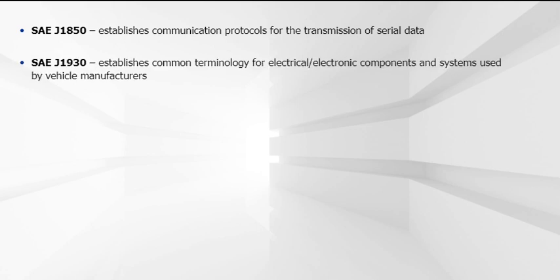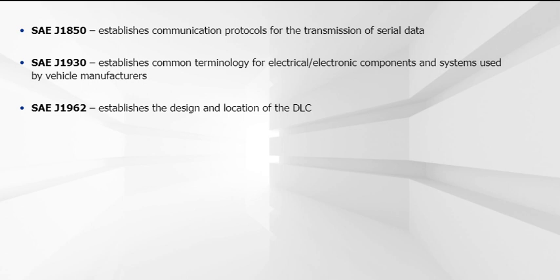SAE Document J1930, title, Electrical Electronic Systems Diagnostic Terms, Definitions, Abbreviations, and Acronyms. Subject, Common Technical Language. The standard establishes common terminology for electrical electronic components and systems used by vehicle manufacturers. Prior to J1930, manufacturers assigned unique terms to their vehicle's engine control and emission-related components.